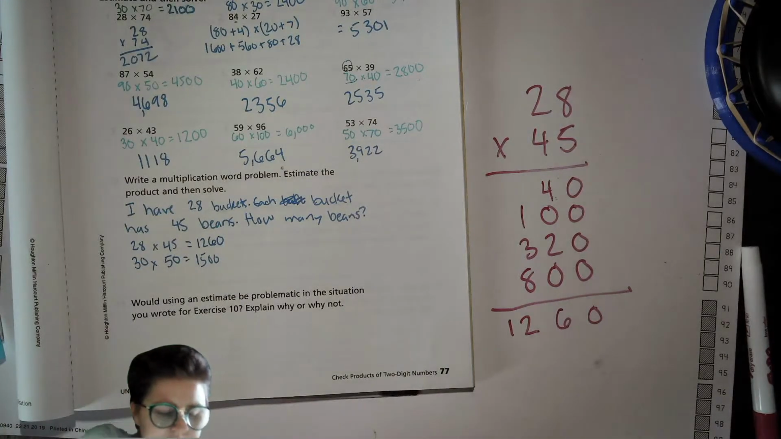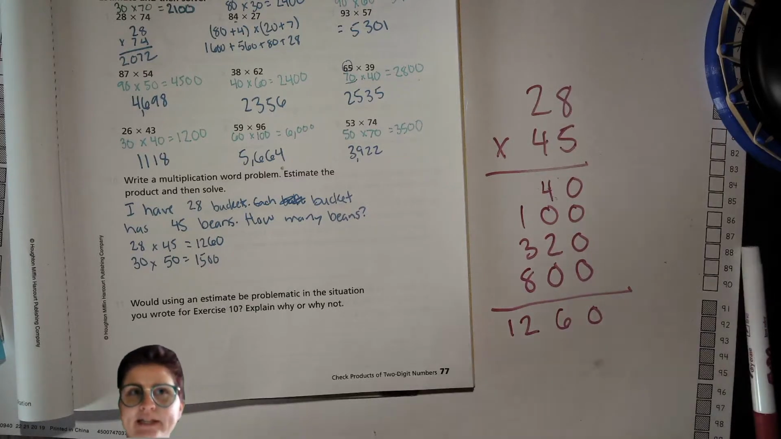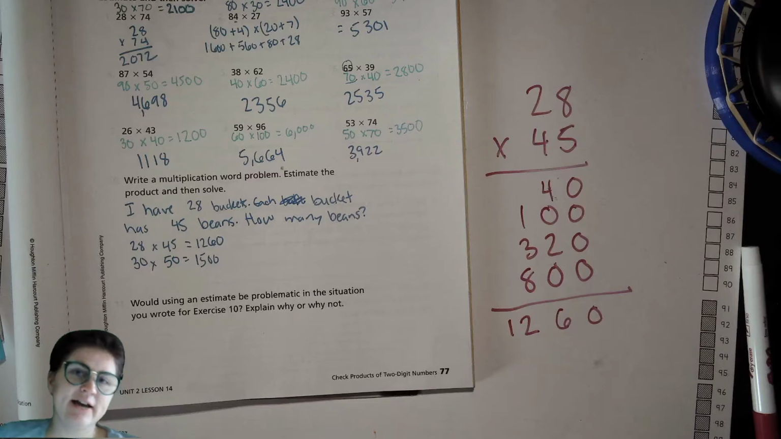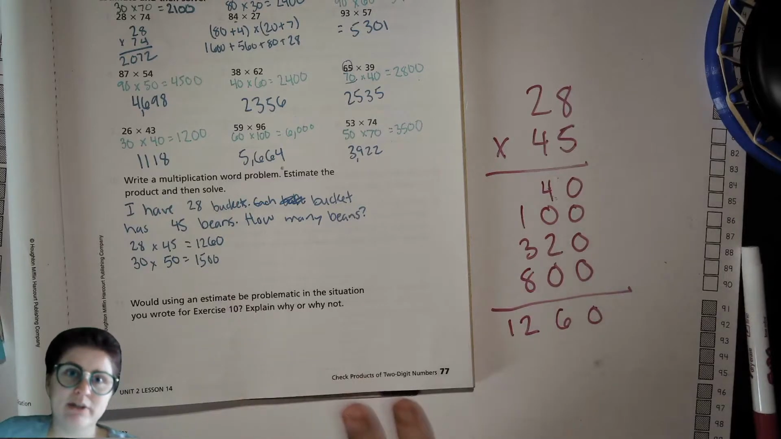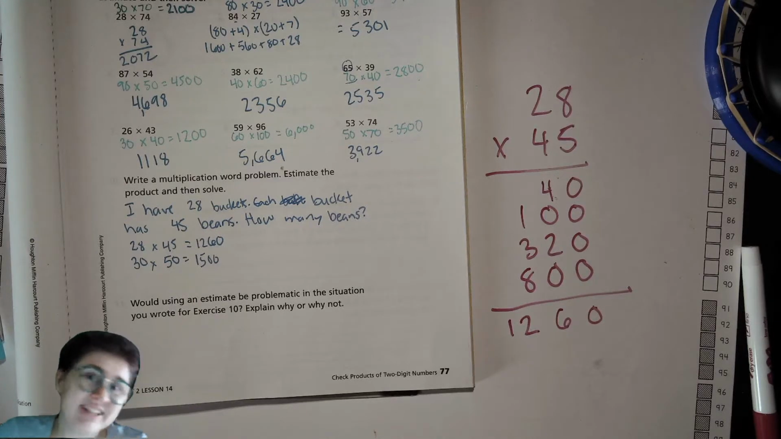Okay. Would using an estimate be problematic in the situation you wrote for exercise 10? Why or why not? Well, it depends on what you're doing with all those beans. If I needed a certain number of beans to do some craft, right? And I have a bunch of kids and every kid needs to have 57 beans. I need to know the exact number of beans, right? So they can glue it in their diagram and it's good to go.